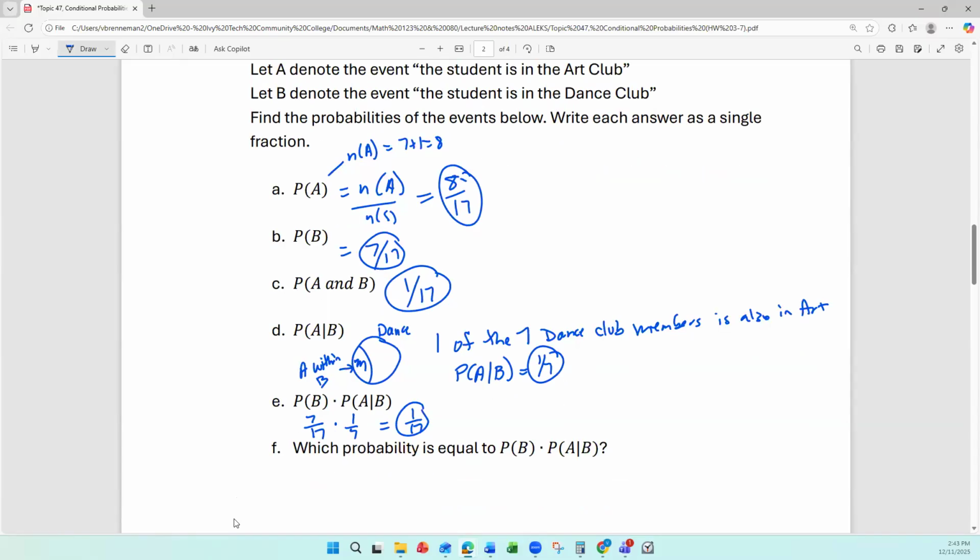So which other probability is equal to that result? Well, the 1/17 was the P of A and B.